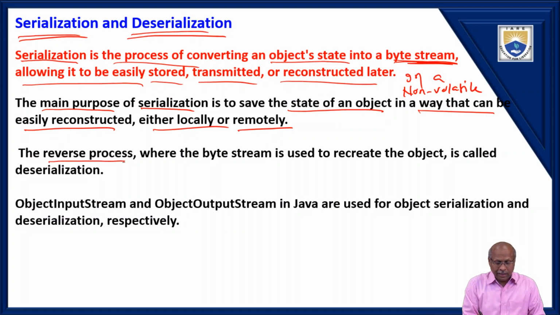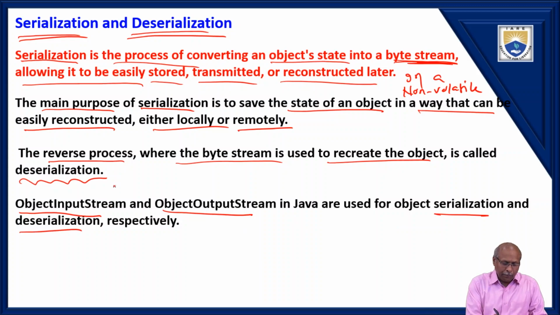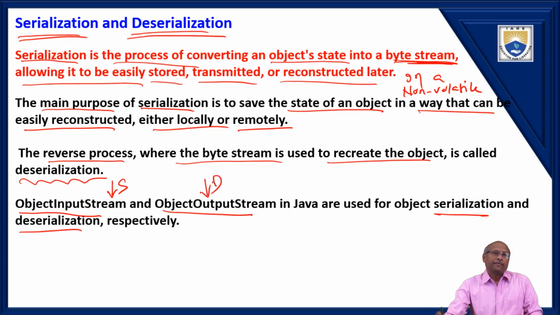The reverse process, where the stream is used to recreate the object, is called deserialization. The opposite of serialization is deserialization. Serialization means storing the object, deserialization means retrieving the object. For that, Java supports two important classes, ObjectInputStream and ObjectOutputStream, which are used for serialization and deserialization. Okay.